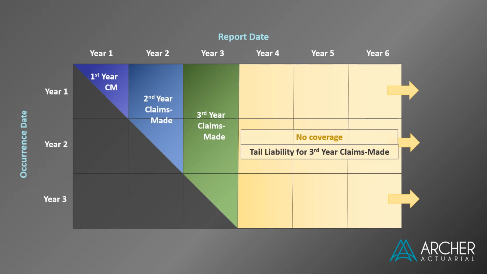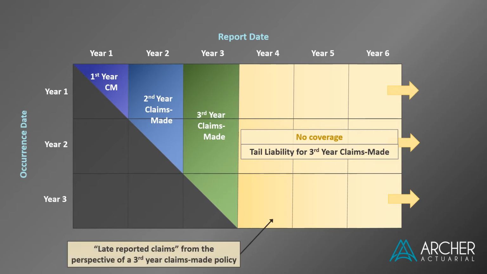It is probably clear by now that the coverage provided by the claims-made policies, which is on a report year basis, will always give rise to uninsured exposure. This uninsured exposure stems from late reported claims, claims that are reported after the current claims-made policy year. This is the tail liability associated with claims-made coverage.